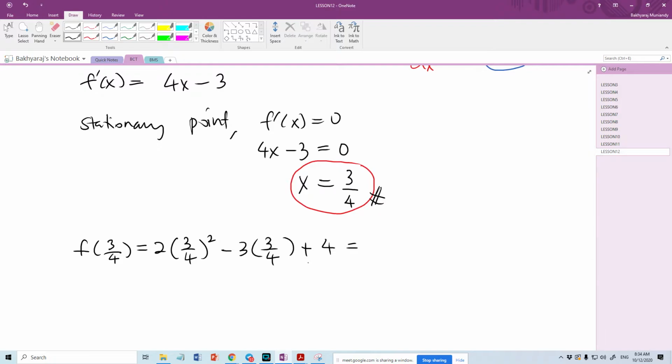Okay, can anyone get this answer? Can anyone give me the answer? 2 times (3/4) squared minus 3 times 3/4 plus 4. Okay, very good, you get 23/8. Right. Now, what do we have actually?